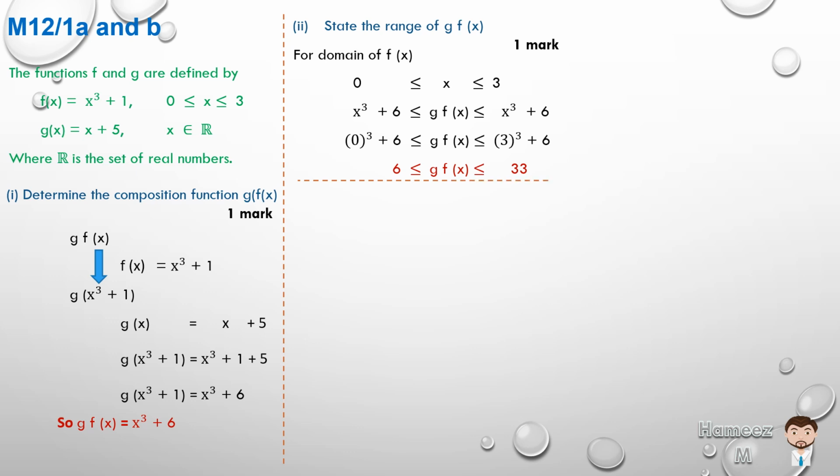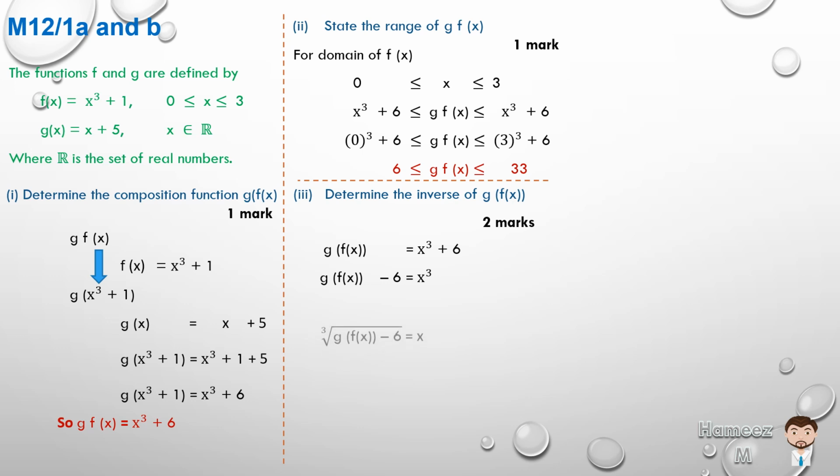Part 3, the last part of the functions question, determine the inverse of this composite function g f of x. So finding inverse, let's write the formula: g f of x is equal to x cubed plus 6. And what we really want to do is make x the subject of the formula and then switch them. G f of x minus 6 is equal to x cubed. We're subtracting 6 on the right hand side and 6 on the left hand side. And we want to find x. So that will be the cube root of g f of x minus 6.